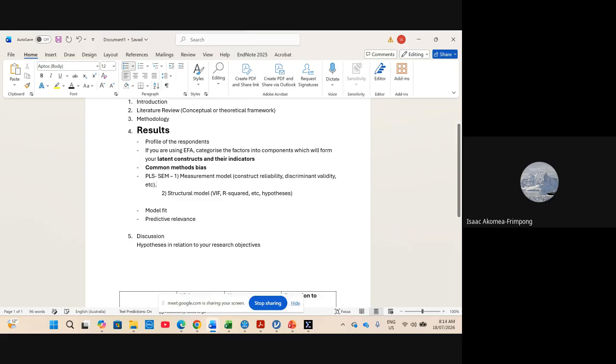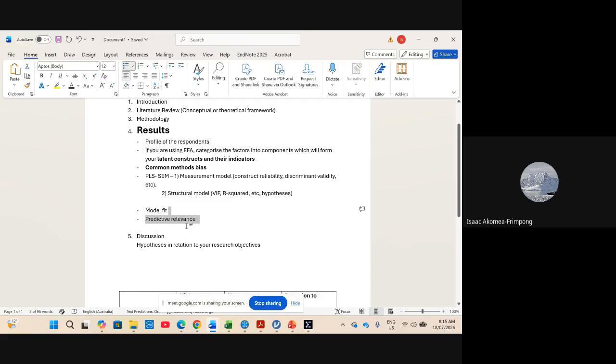You explain that the construct reliability is more than 0.7, everything is fine, and so on. You explain it all and leave it there. VIF is okay, the model fit and predictive relevance are all okay. You leave them in that section. But when you come to the discussion part, what you need to discuss is your hypothesis.